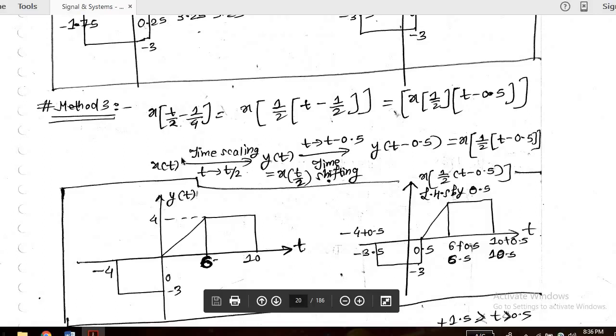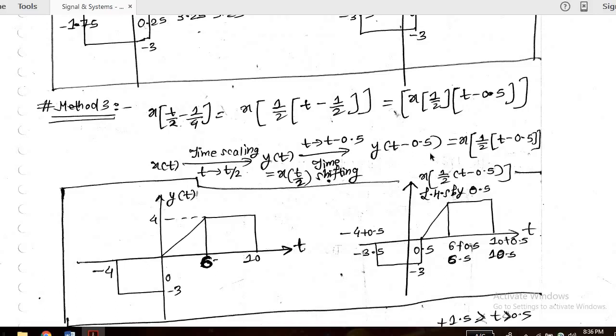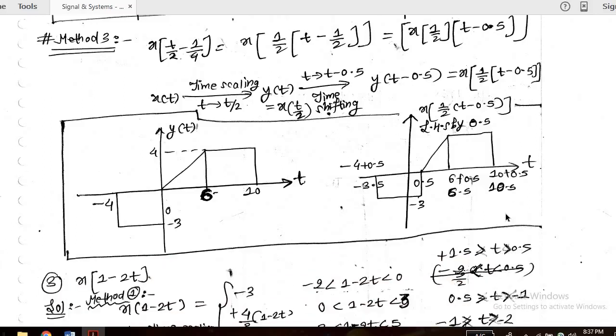For every problem you need not listen to all the 3 methods. First 2 methods are enough. The third method is a little bit confusing if you do not have utmost clarity. So now we are doing shifting by 0.5 so that it is equal to shifting by 0.25 of the original signal x of t. The x of t by 2 signal we are shifting by 0.5, so that it is equal to shifting x of t by 0.25.